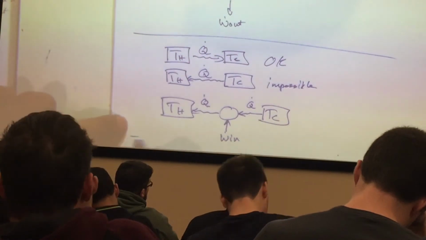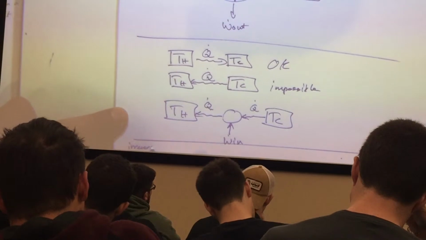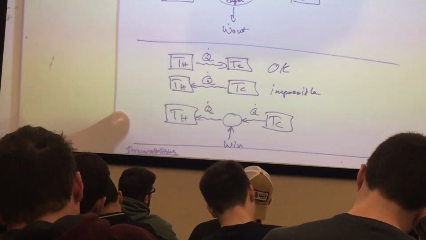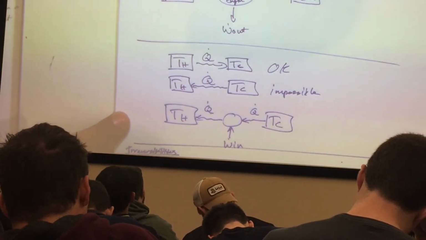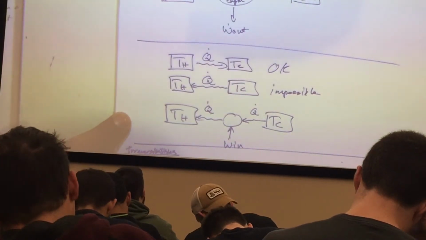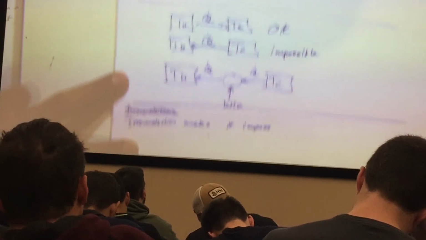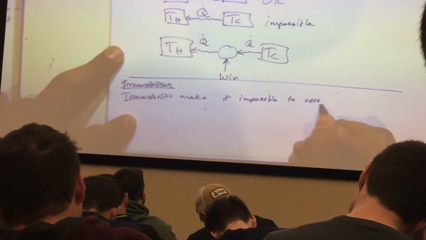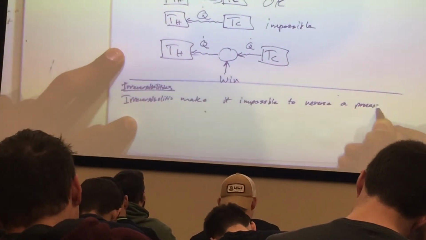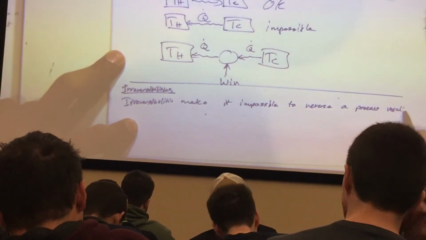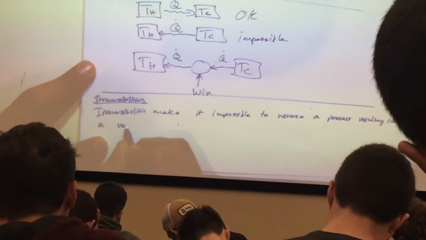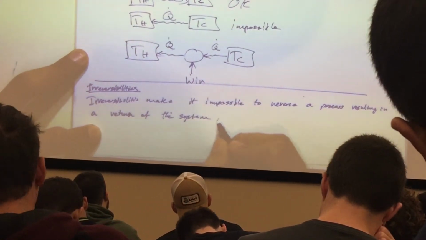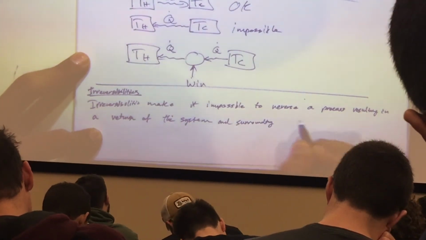Accordingly, we have to define irreversibilities, and say irreversibilities make it impossible to reverse a process resulting in a return of the system to its original state.